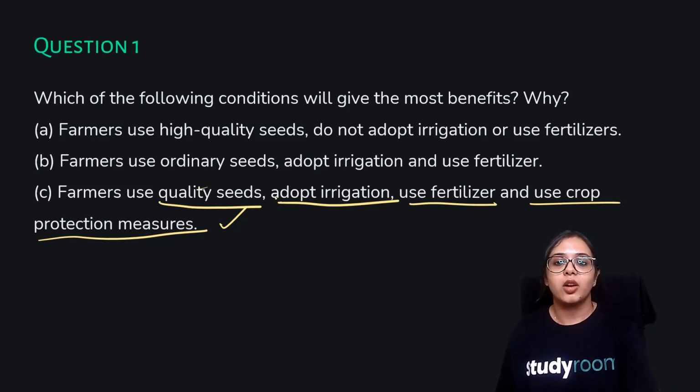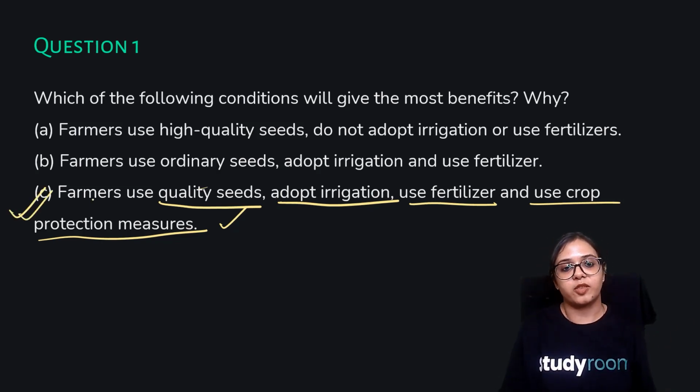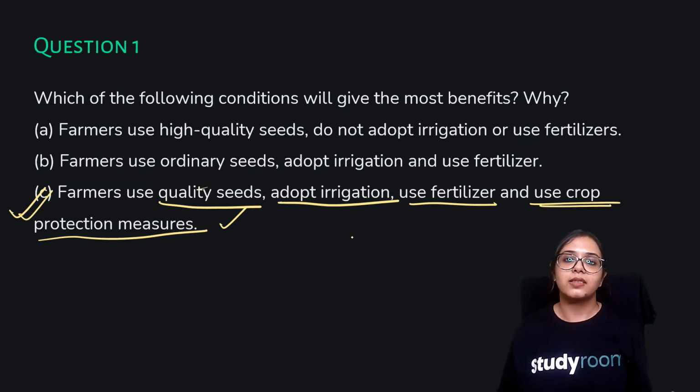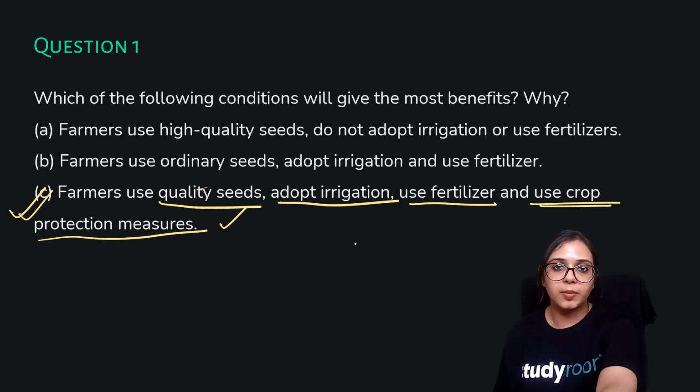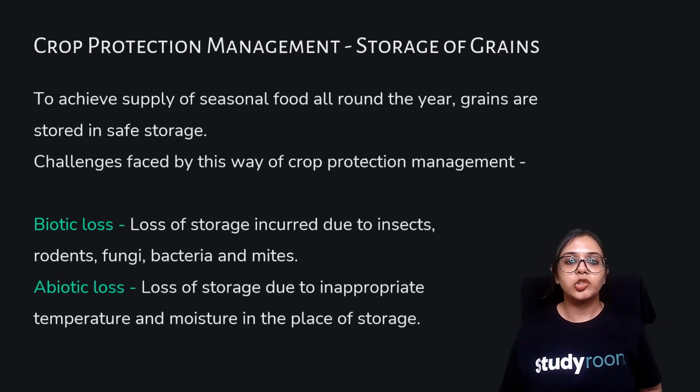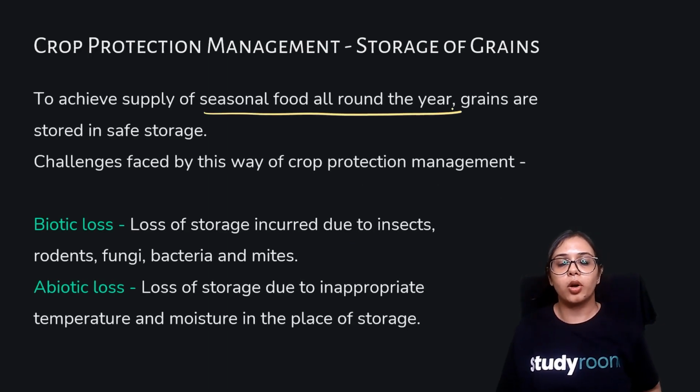So the C part will reap the most benefits, because you're using quality seeds, you're providing water to the plant, you're using fertilizer, meaning you're providing extra nutrients that the soil may be lacking. All right, and also you're ensuring that the plants are being protected from pests, and they're being stored in a very healthy manner. Okay, to achieve supply of seasonal food all around the year.